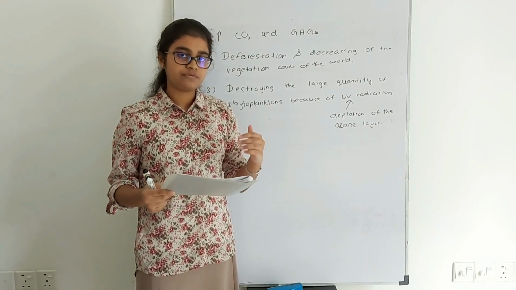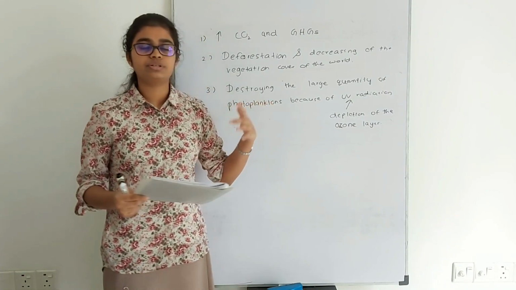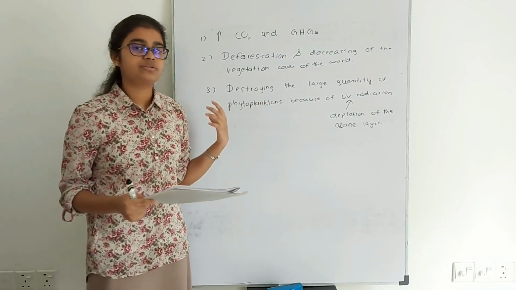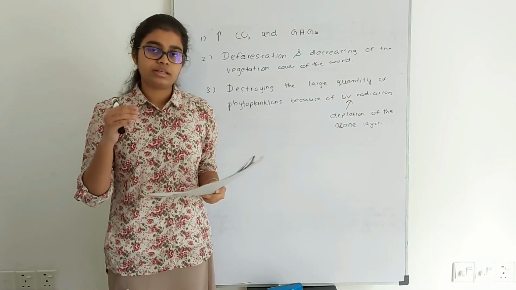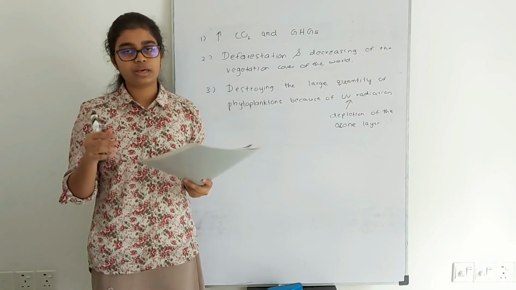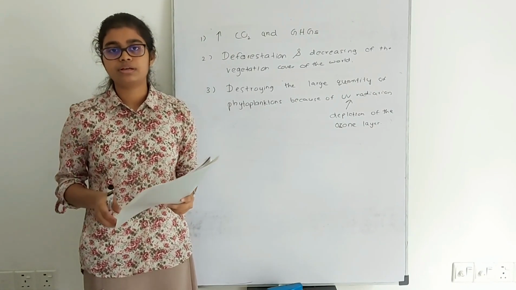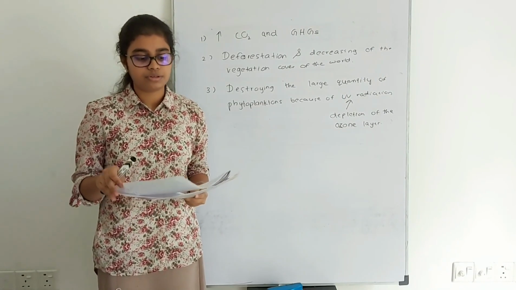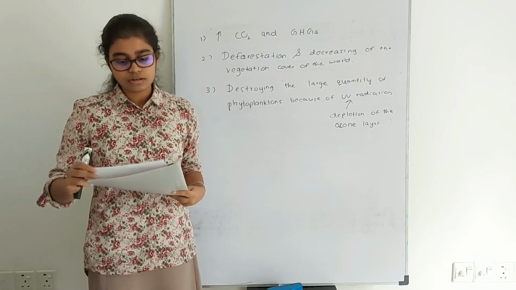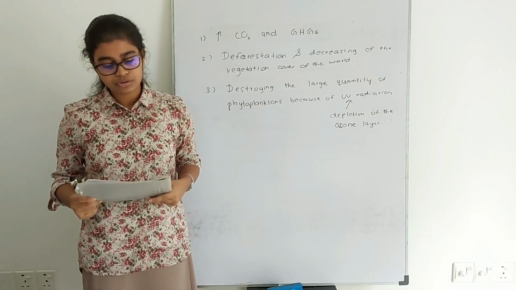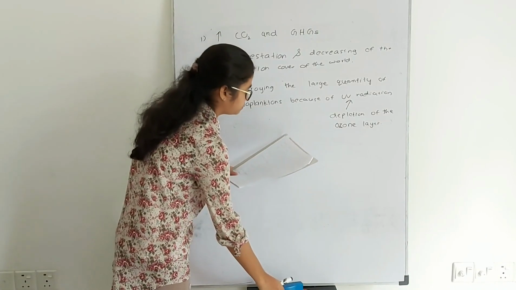So, the depletion of the ozone layer causes the UV radiation to reach the Earth's surface, and it destroys these phytoplanktons. By destroying them, the carbon dioxide absorption capacity of oceans decreases, causing the amount of atmospheric carbon dioxide to increase. So, we are going to talk about the effects of global warming and climate change.